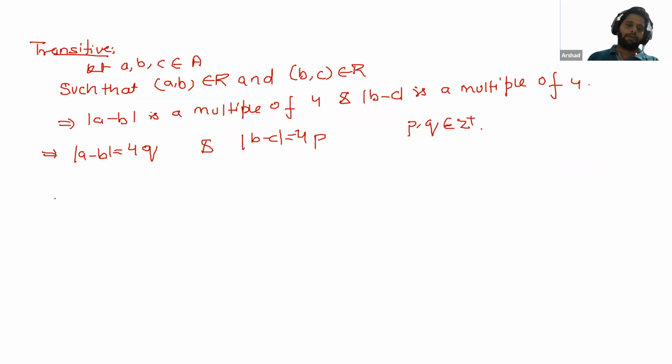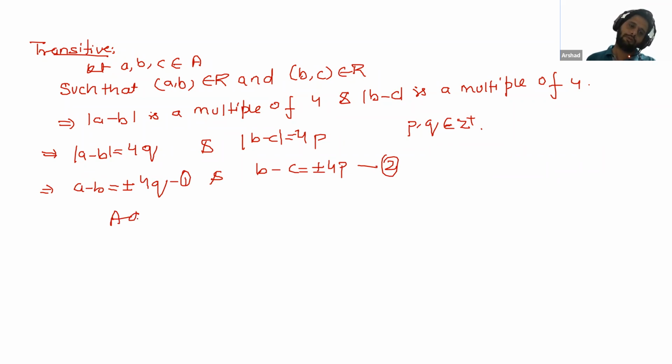Now if you remove the mod, always remember, on the right side you will get a plus minus sign. Let this be 1. Similarly here, if you remove the mod, on the right side we will get a plus minus sign. Let this be 2. So adding 1 and 2, we get a minus b plus b minus c is equal to plus minus 4q plus minus 4p. So b will cancel out here.